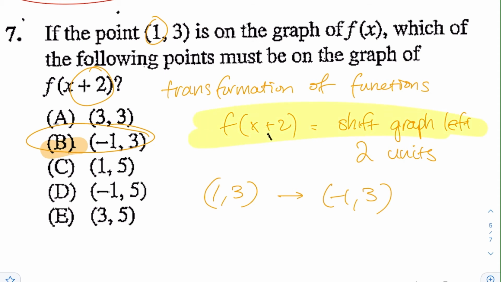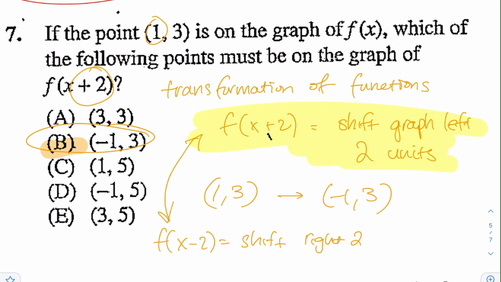So this is something that you have to memorize. F of x minus 2, this would shift up 2 units, or sorry, not up, shift to the right 2 units, which is the opposite. If you have, on the other hand, f of x plus 2 on the outside, this will be up 2, whereas f of x minus 2 will be down 2. So depending on where the change is, if it's inside or outside the parentheses, the graph will either shift up, down, left, or right.